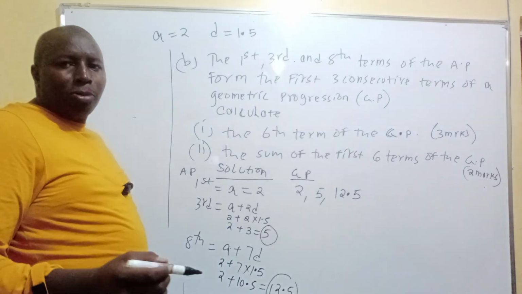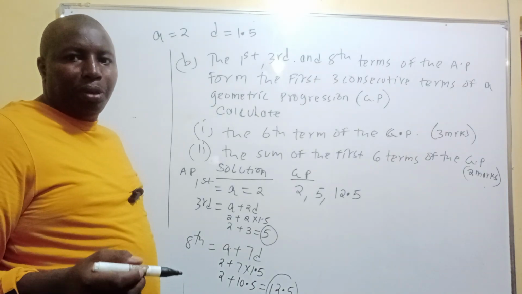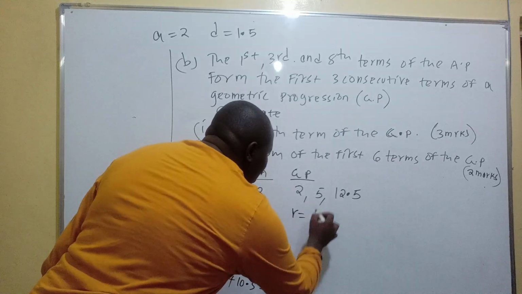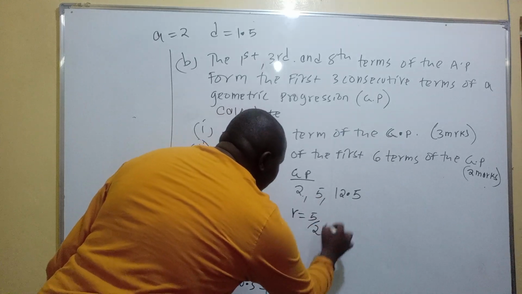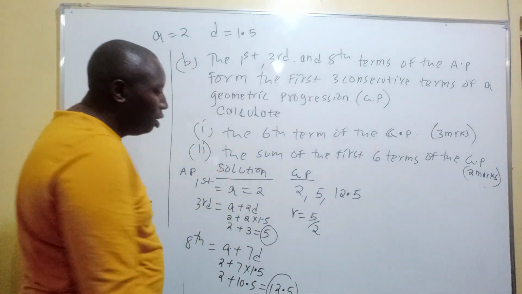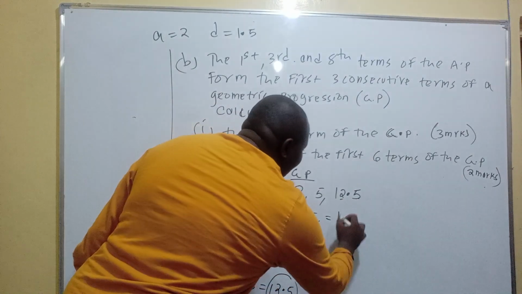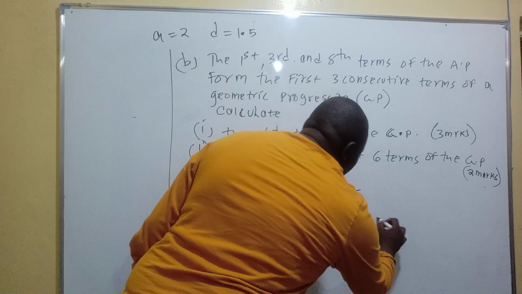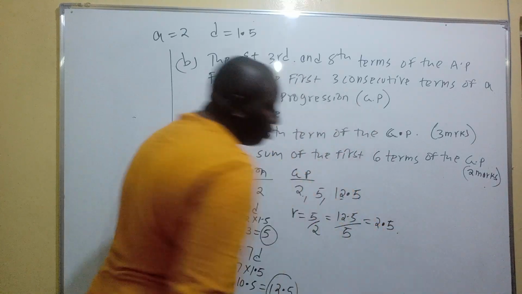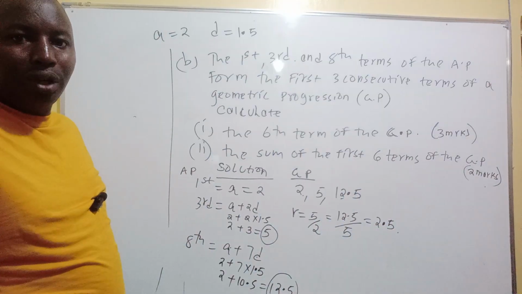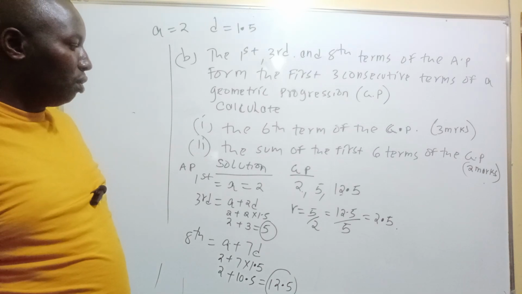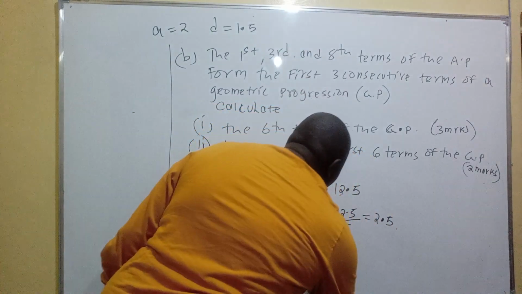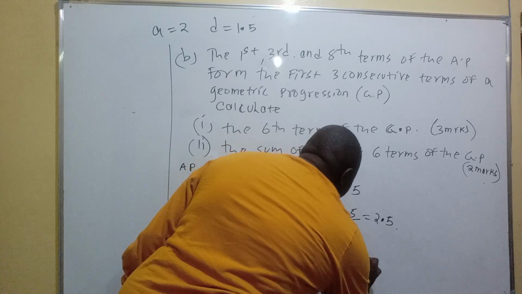So for you to get the common ratio of the GP, we say R is always equal to the second term over the first term, which is equal to the third term, 12.5, all over the second term. In this case, when you divide that, you get 2.5. So our R is 2.5.